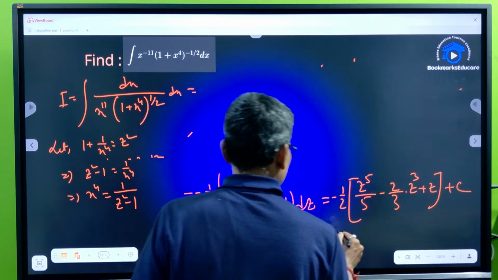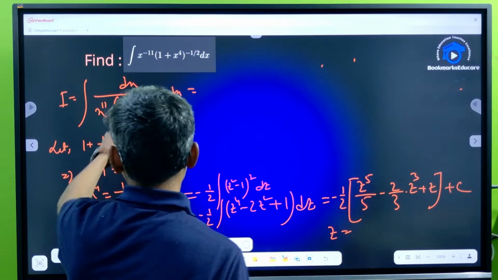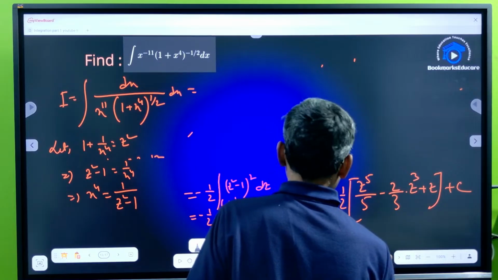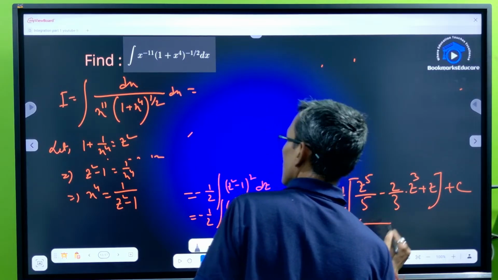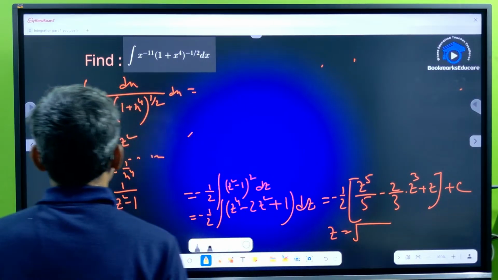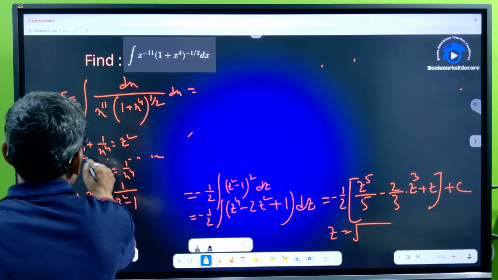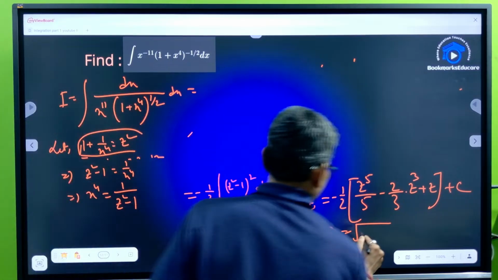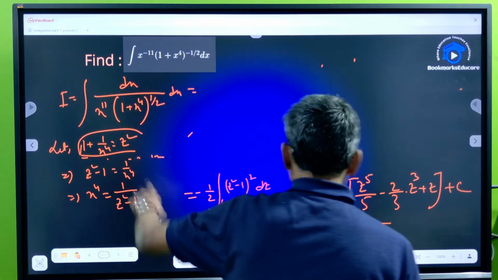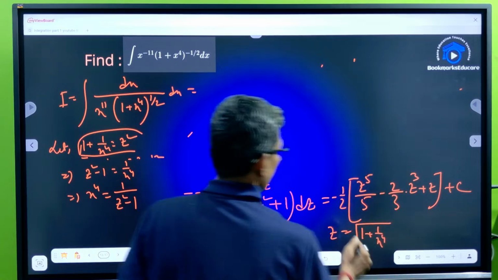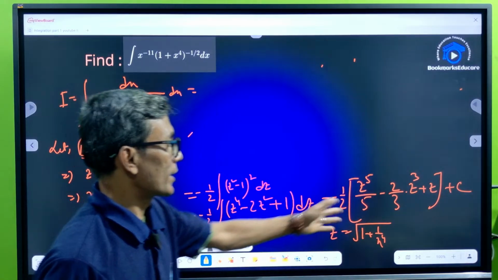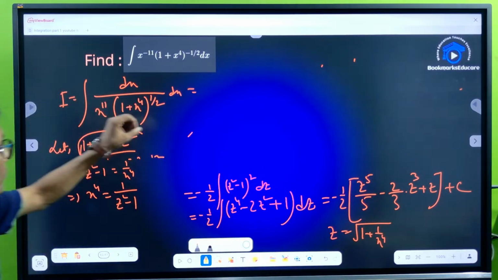So here what was the value of z, what did we assume? The value of z is root over 1 plus 1 by x to the power 4. This must be put instead of z, then you will get the result. So this is all about this sum.